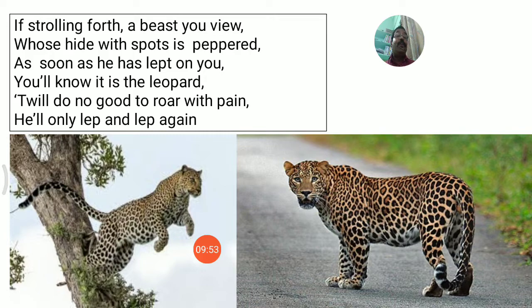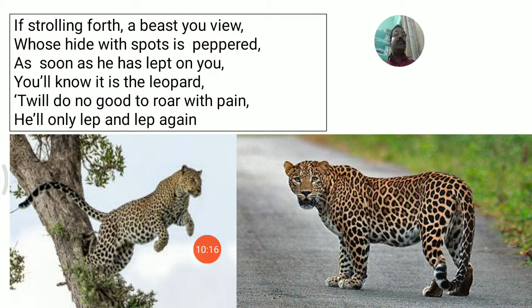And now moving on to the third stanza, the poetess is telling humorously the way to identify a leopard. "If strolling forth a beast you view, whose hide with spots is peppered, as soon as he has leapt on you, you will know it is the leopard. It will do no good to roar with pain, he'll only leap and leap again."